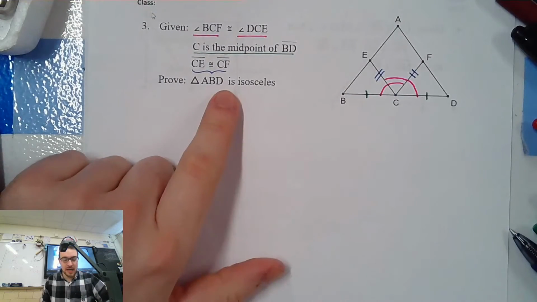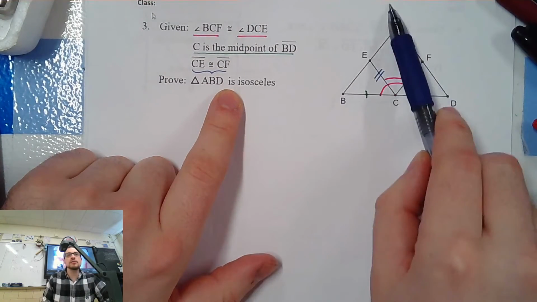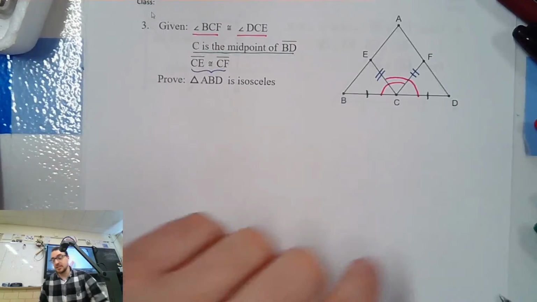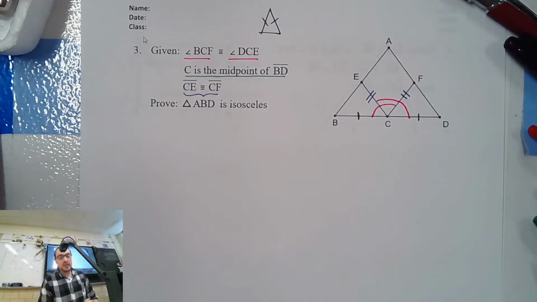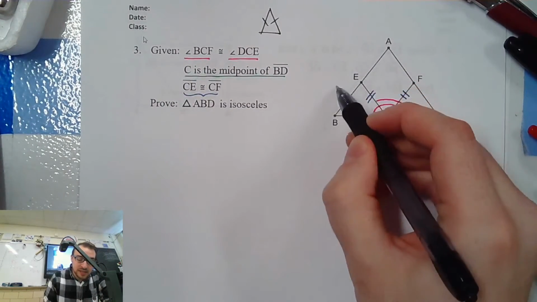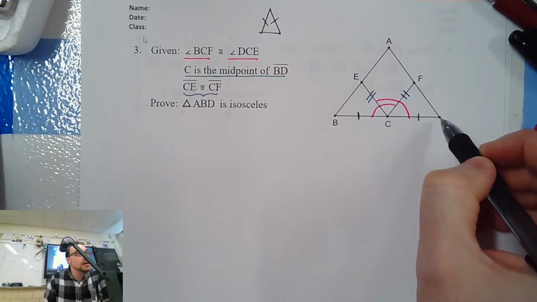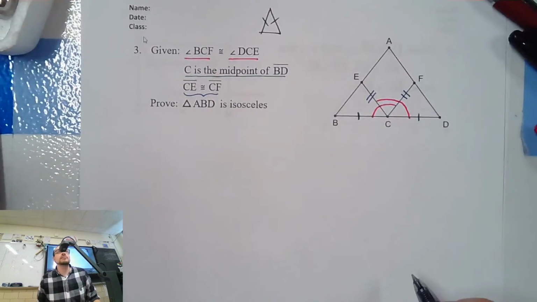So we want to prove ABD isosceles. Well, ABD is the big triangle, right? And to prove it isosceles, it has to fit the definition of isosceles. Remember, the definition of an isosceles triangle is this: two sides the same. So if we can prove that AB is congruent to AD, then by definition, that's an isosceles triangle, right?